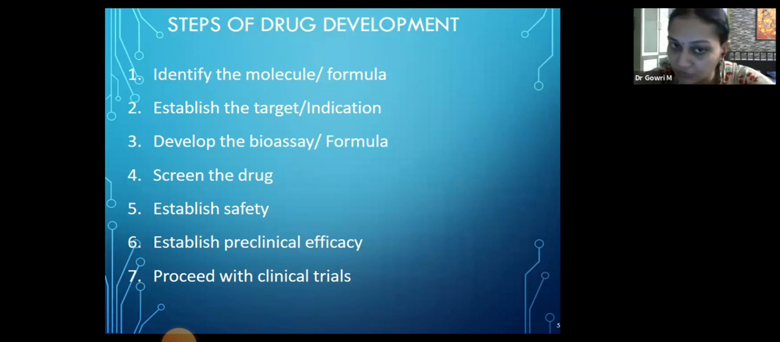Next, these are the steps that have been enumerated. You have to identify the molecule or formula, establish the target. That is, we are going to identify a hypoglycemic molecule. You have to establish the target as pancreas, pancreatic beta cells, or whatever it is. Or if you are going to target the hypothalamus, you have to establish that target and develop the corresponding bioassay for doing the preclinical studies. Then you have to screen the drug, establish the safety by animal studies, establish preclinical efficacy via both these assays as well as animal studies, and then proceed with clinical trials. So these are the steps of drug development.